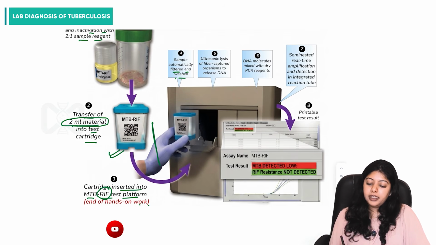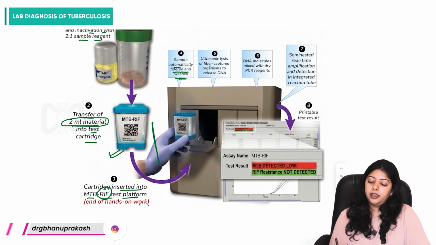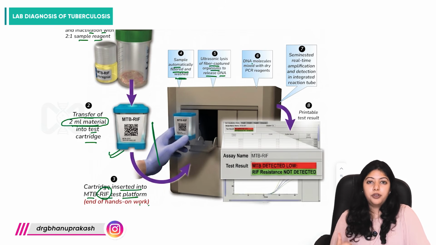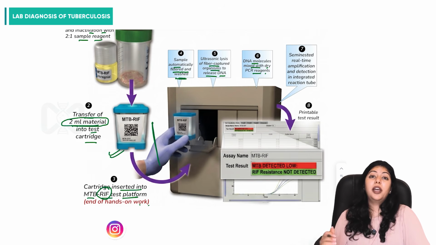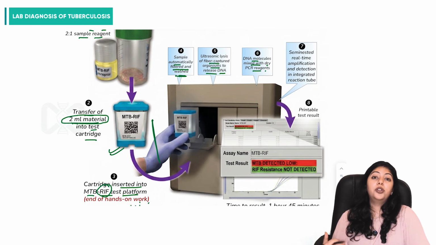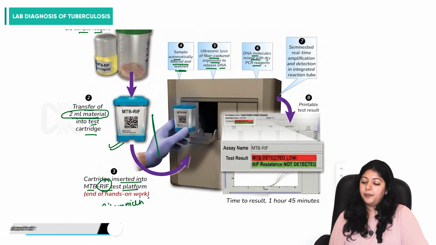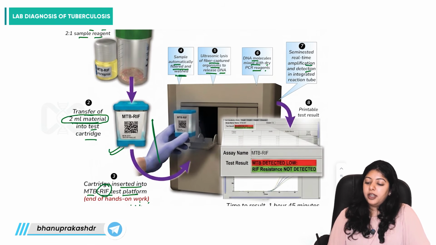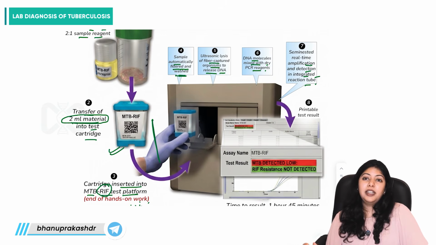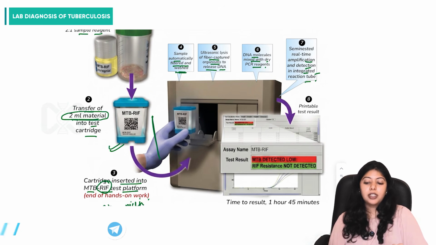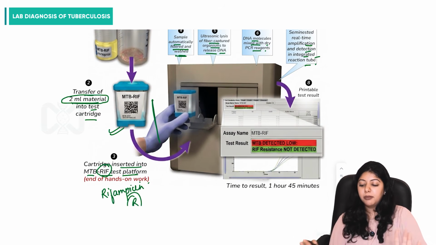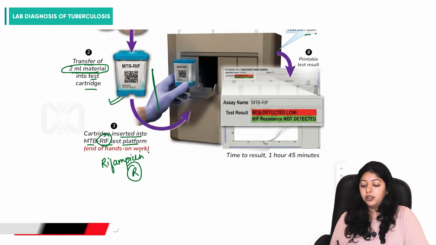Then inside the machine, the sample is automatically filtered and washed. Then lysis of the organism occurs and free DNA is released. Then the DNA molecules are mixed with the dry PCR reagent because it is based on the real-time PCR format. Then amplification and detection in the integrated reaction tube occurs. This amplification is done inside the machine itself, and finally we get the results.